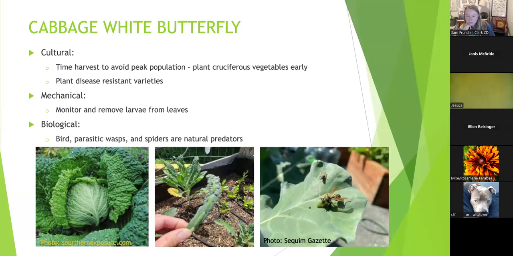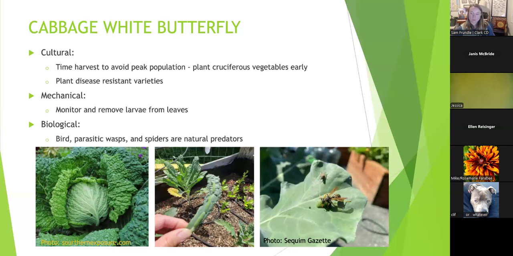Mechanically, what we can do is monitor and remove the larva from the leaves. That's in the center photograph. It's not very good focus, but this is kale. This is my garden. That's my thumb there. And on that kale leaf, you can see right down the center, there's 1, 2, 3, 4 caterpillars right on there. They blend right in. They just look like part of the leaf. They're actually difficult to find, but when your eye is trained to see them, you're saying, oh my gosh, look how many caterpillars I have here. So you just remove them.